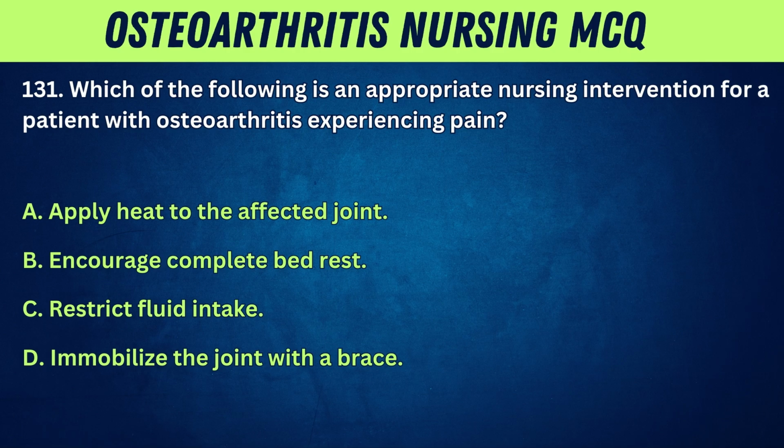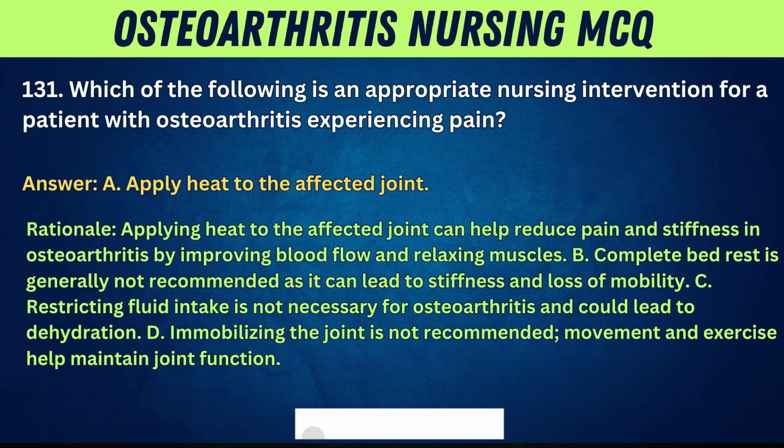131. Which of the following is an appropriate nursing intervention for a patient with osteoarthritis experiencing pain? A. Apply heat to the affected joint. B. Encourage complete bed rest. C. Restrict fluid intake. D. Immobilize the joint with a brace. Answer: A. Apply heat to the affected joint.